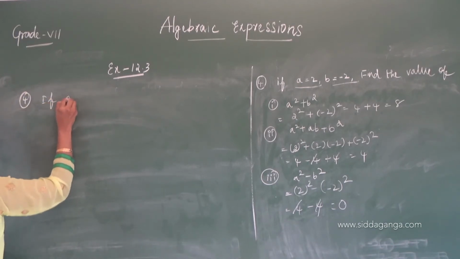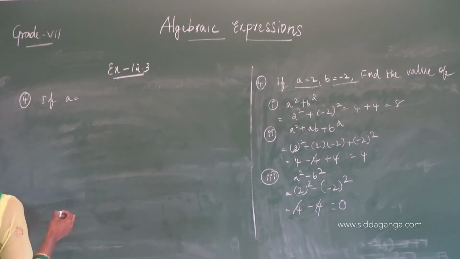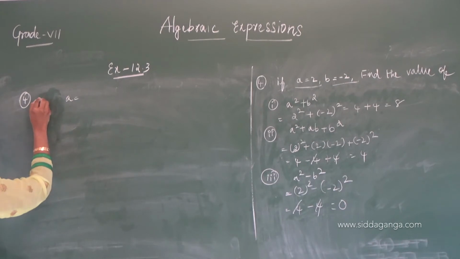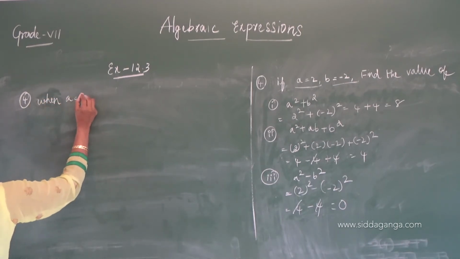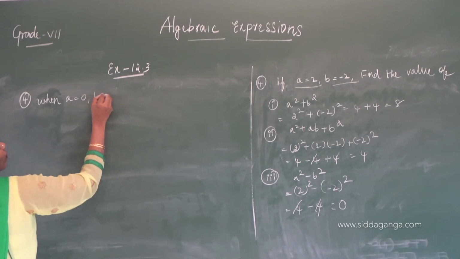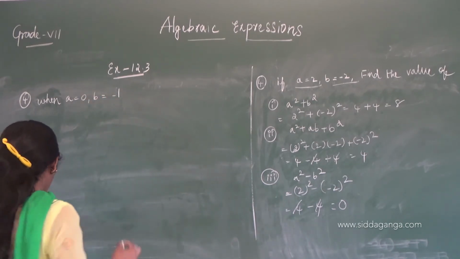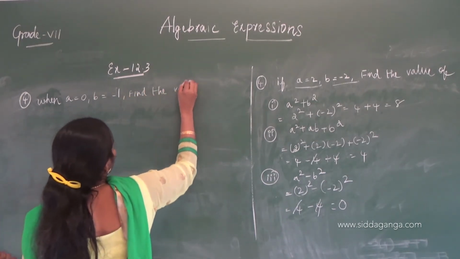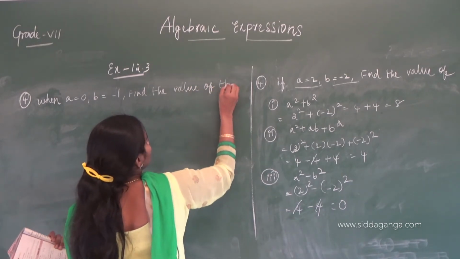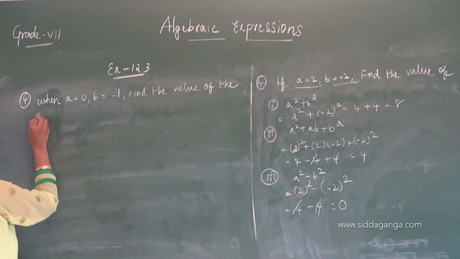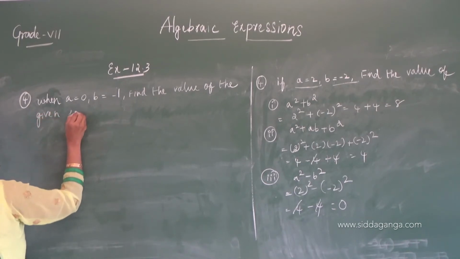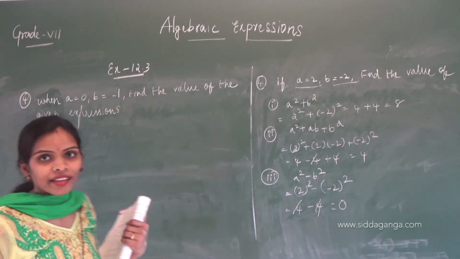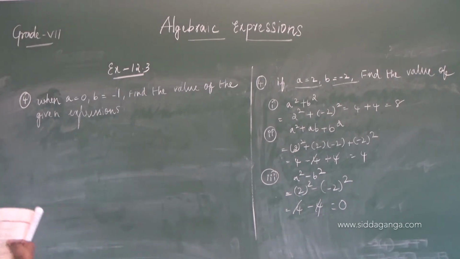When a equals 0, b equals minus 1, find the value of the given expressions. Here they are giving the values of a and b. We have to find the values of the expressions given below.